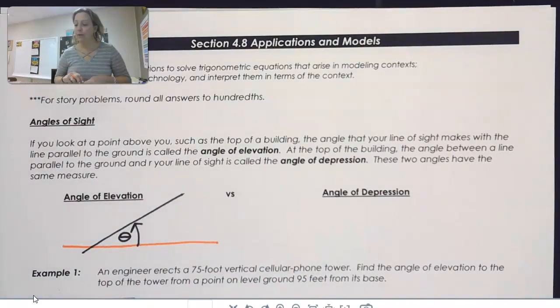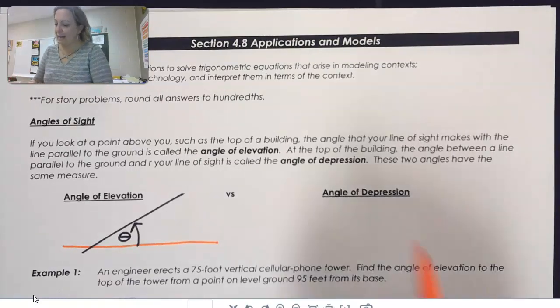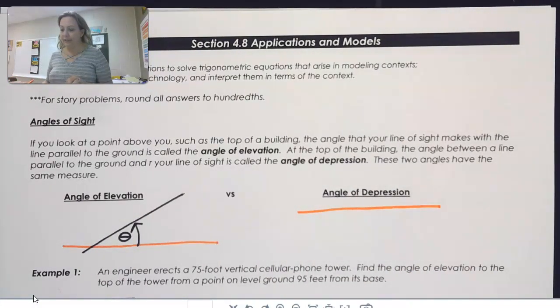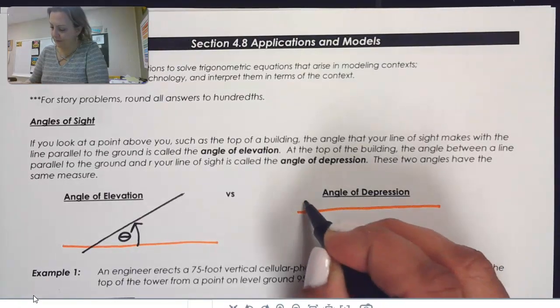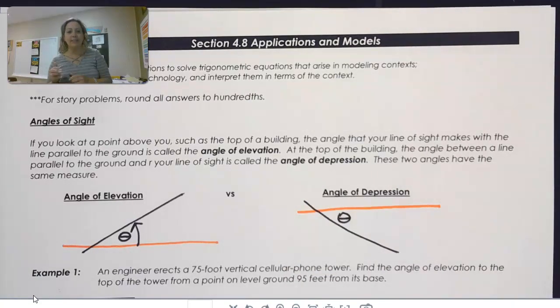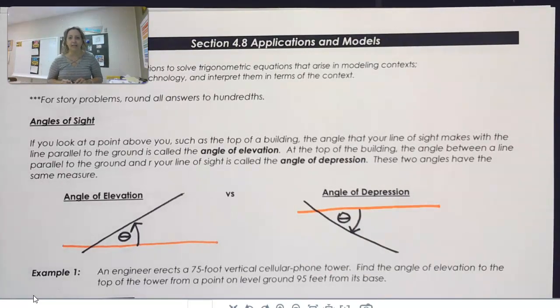Your angle of depression is again measured from the horizontal. If you're at the top of the building, the angle between a line parallel to the ground and your line of sight is called the angle of depression. So again, always measured from that horizontal. That is our angle of depression. And those angles will have the same measure.